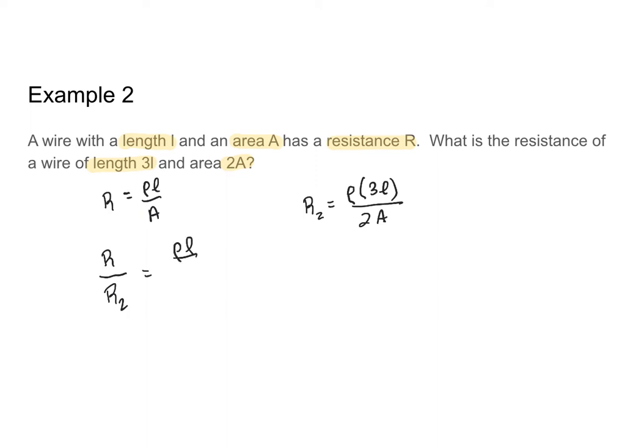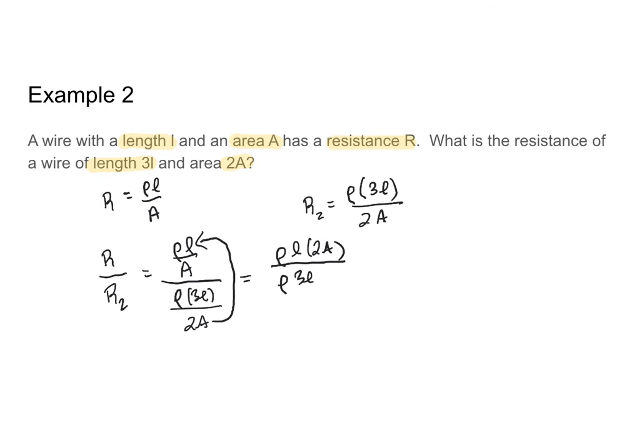So if I have rho L over A for my first wire, and I divide that by the resistance of my second wire, which is rho times 3L over 2A, I'm going to simplify and then start canceling things out. So simplifying my fraction, I have rho times L times 2A, because the denominator of the bottom fraction is going to go into the numerator of the top one. And then that is divided by rho times 3L times A, because the numerator of the fraction that's being divided joins the denominator of the fraction on top.